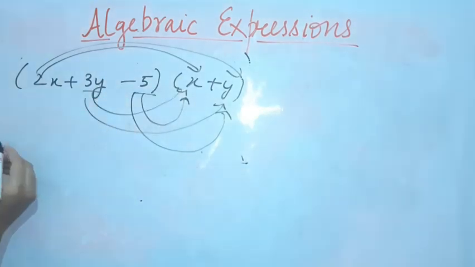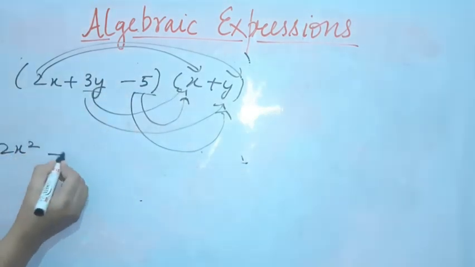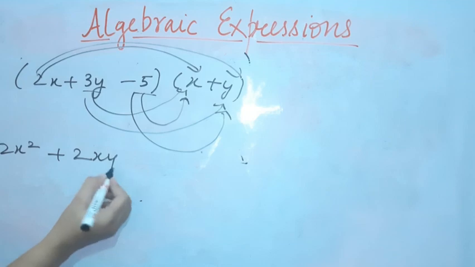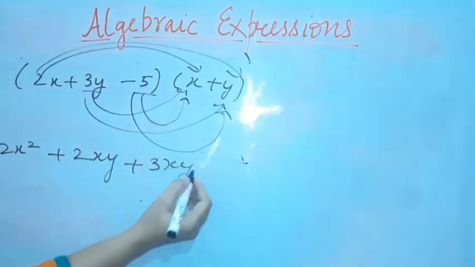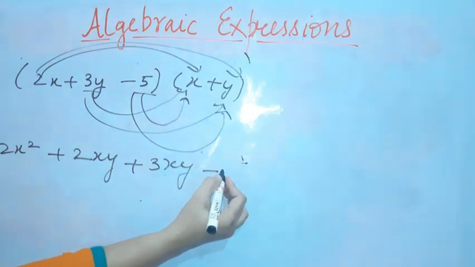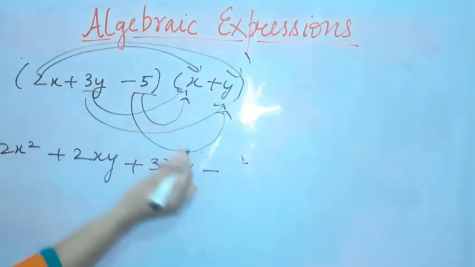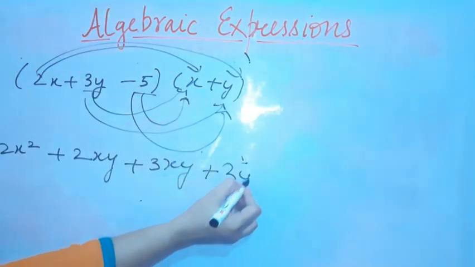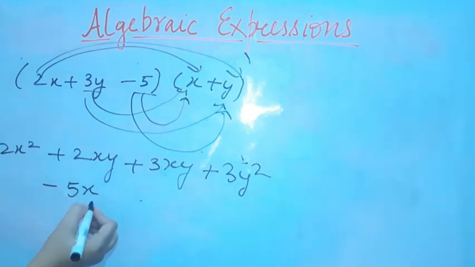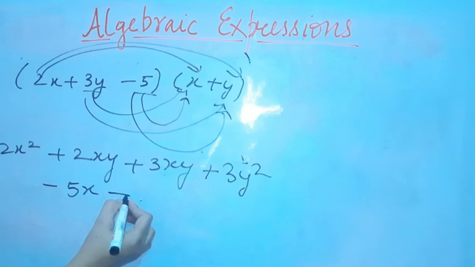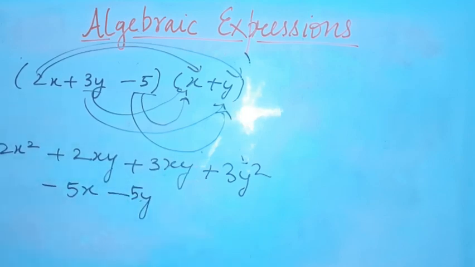2x multiplied by x, it will be 2x square. 2x multiplied by y, 2xy. 3y multiplied by x, so 3xy, plus 3y multiplied by y, it will be 3y square. Now minus 5 multiplied by x, minus 5x, minus 5 multiplied by y will be minus 5y.